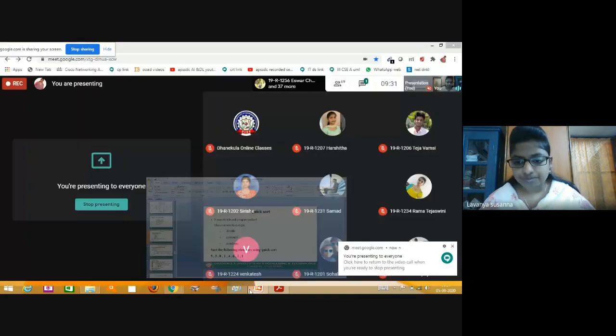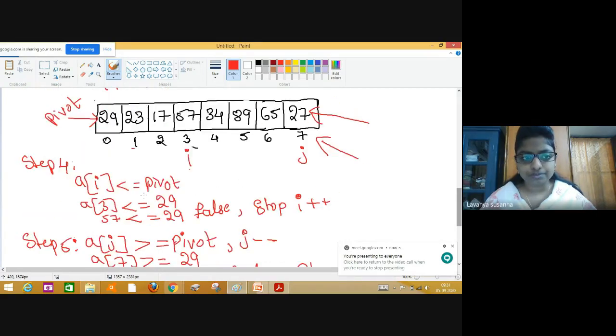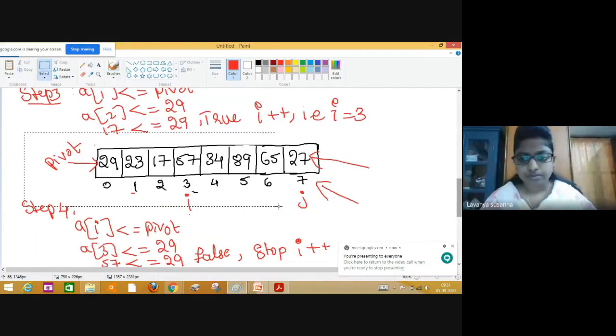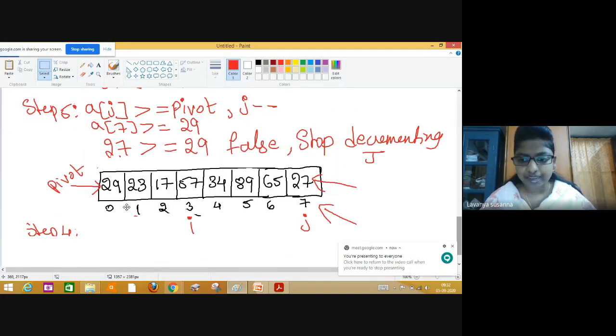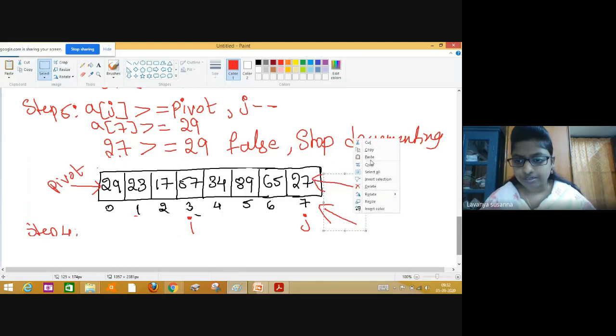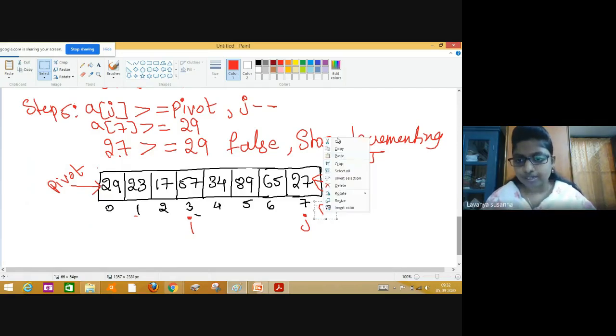If it is false, stop decrementing. Stop decrementing J. J will not be moved. Write down the same array again. J will not be moved because this is false, right? 27 is greater than or equal to 29 is false. J will not be moved. I hope you understood.